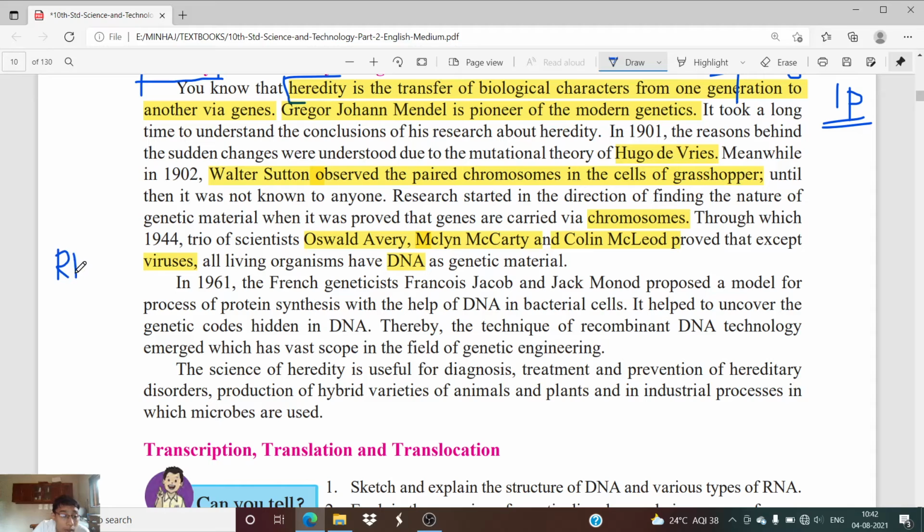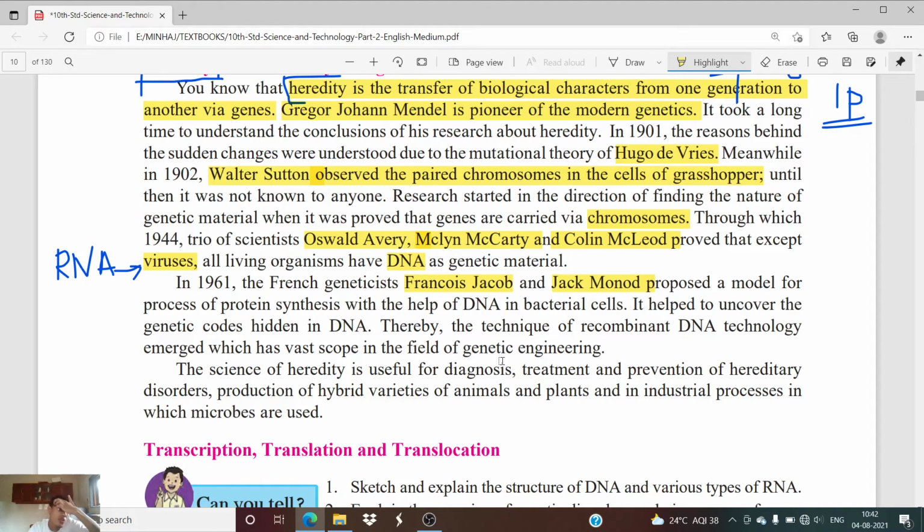Okay, RNA as genetic material in viruses. Okay, now in 1961 the French geneticists Francois Jacob and Jacques Monod, okay, there are two geneticists, proposed a model for the process of protein synthesis with the help of DNA in bacterial cells.